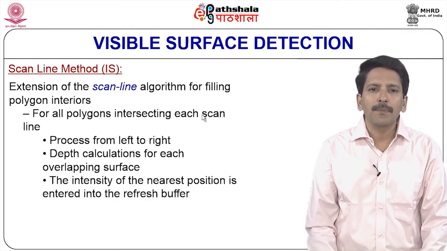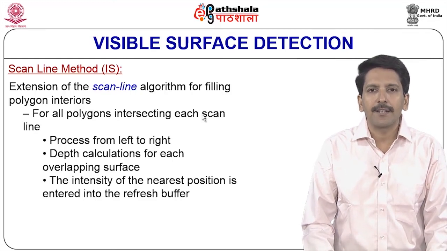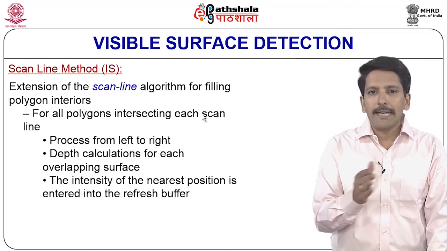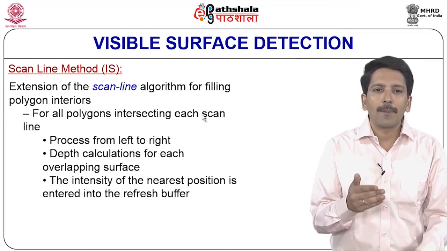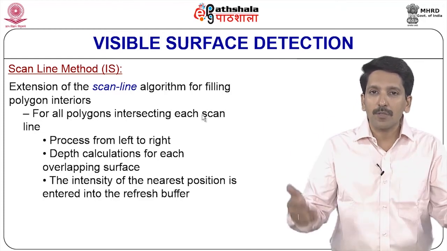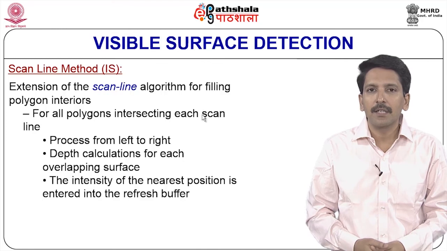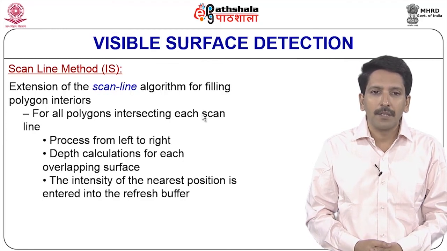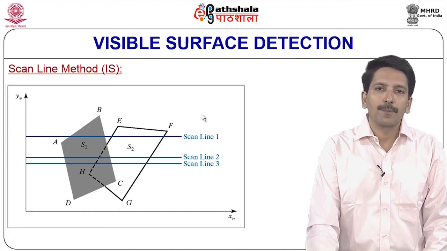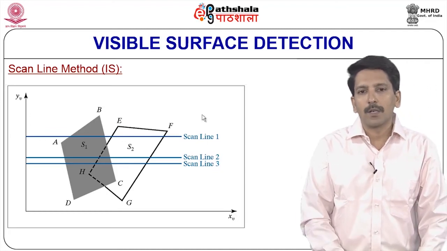This algorithm can be used for polygons that are intersecting across a scanline. We process from left to right, with depth calculations for each overlapping surface. So, we can have n overlapping surfaces like this, and we can process all of them at the same time. That is the advantage of this method. The intensity of the nearest position is entered into the refresh buffer. So, let us see how this works.